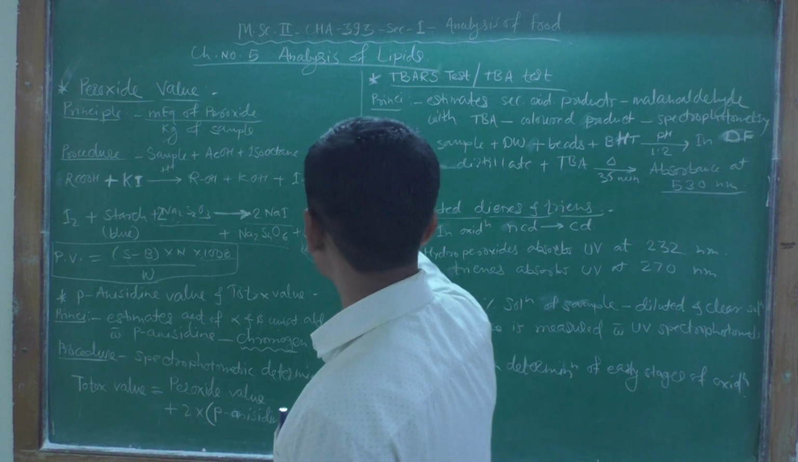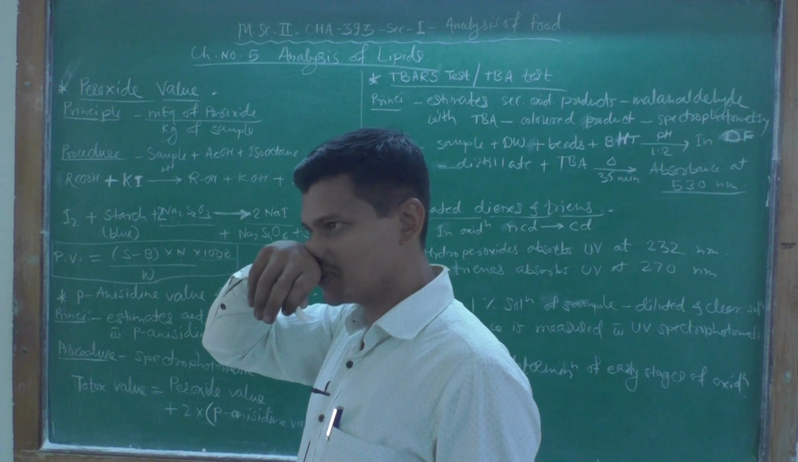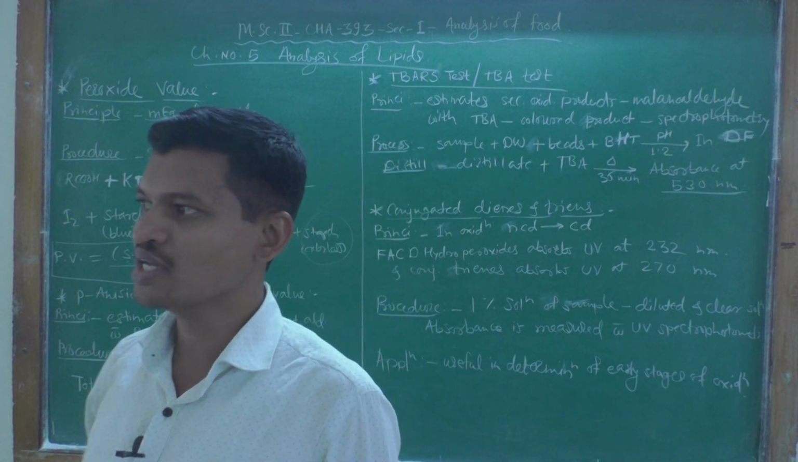So what is the structure of para-anisidine? That we know. It is anisole, and on the para position there is an NH2 group.